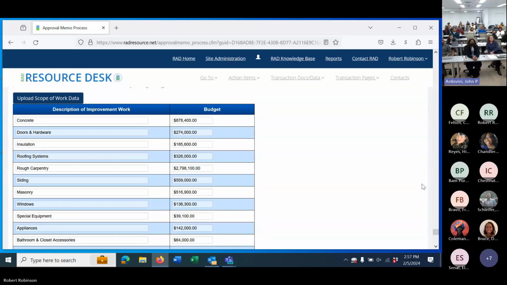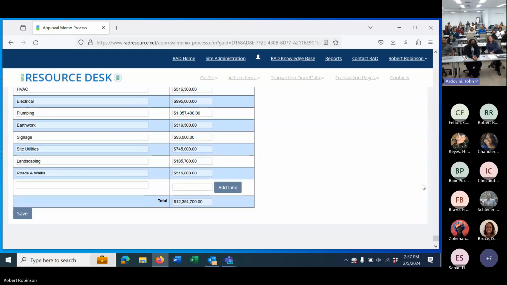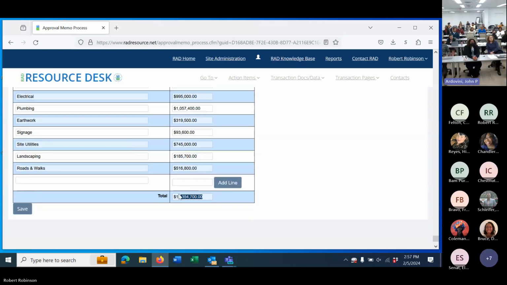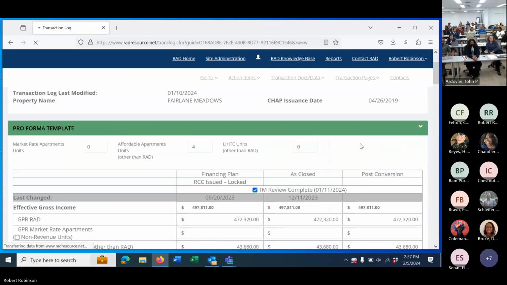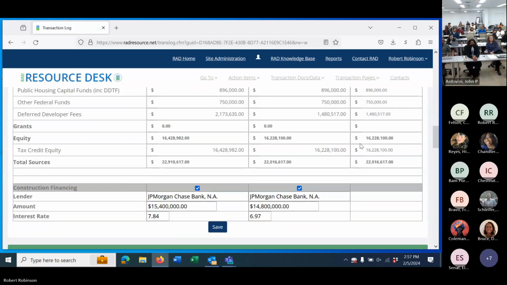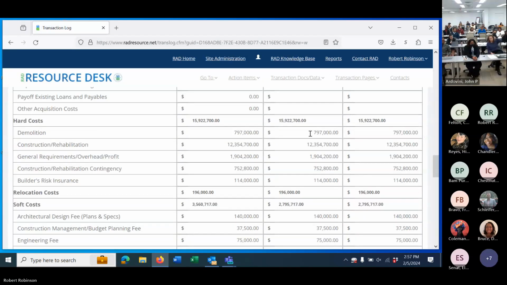And I mentioned that it pulls from your Excel sheet and creates all of this list, which this number here, 12,354,000, matches at the top where we looked at it earlier on. And the same number matches in the transaction log here, the sources and uses for the construction and rehab amounts.